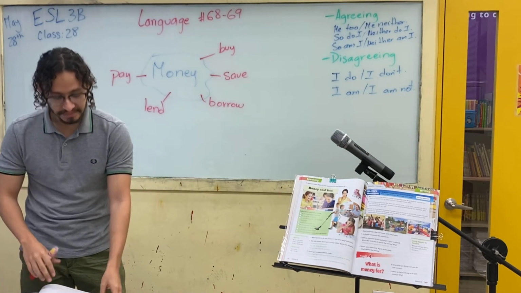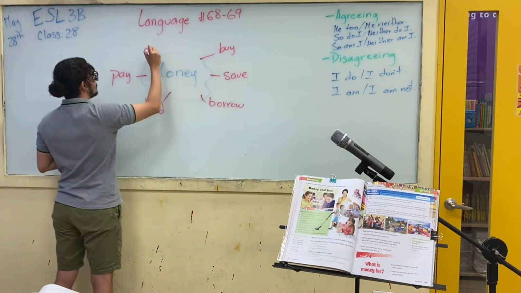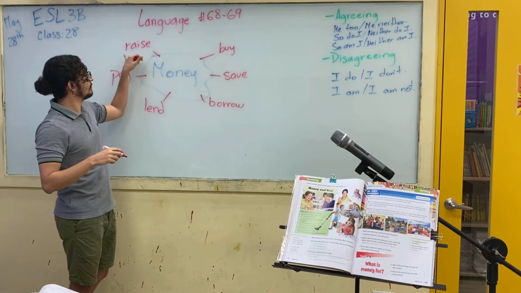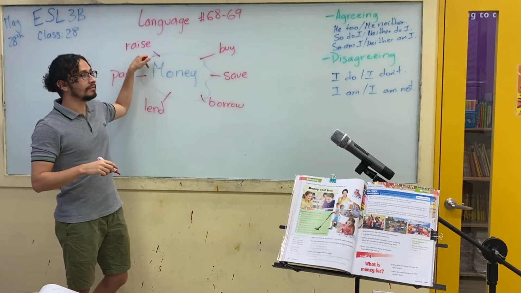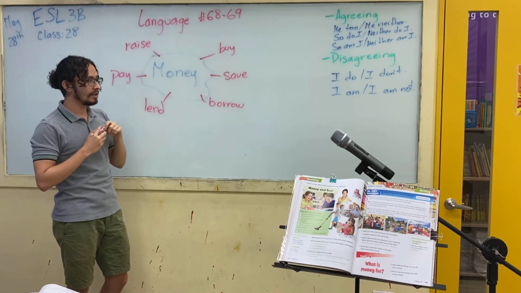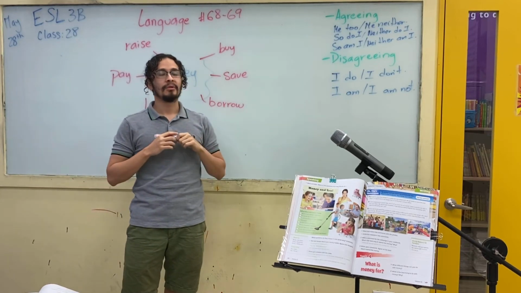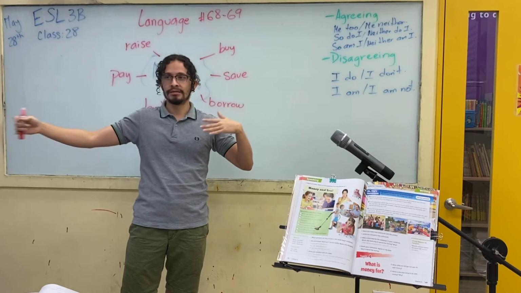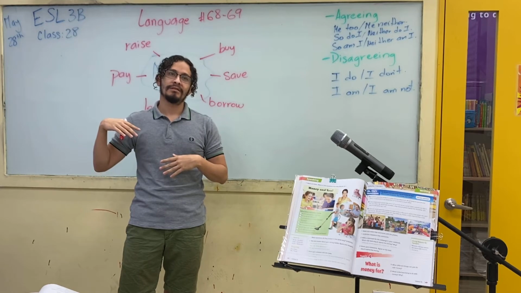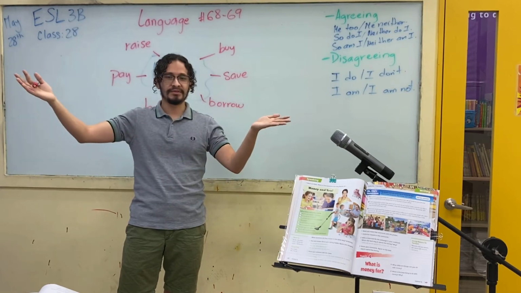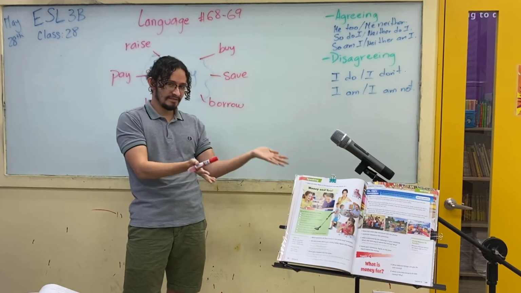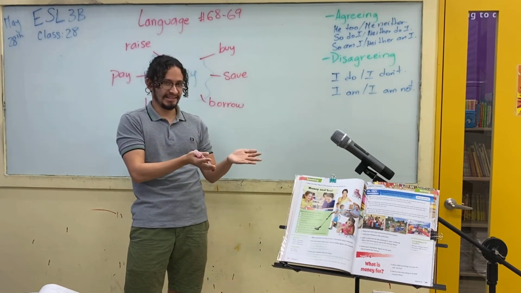And raise money. So if you're a really nice person, and we're going to talk about this later when we're doing writing, you can raise money for other people. So raising money is like when you try to help somebody, they don't have money, and so you want to ask people to give you money, and then you will use the money to help people without money.